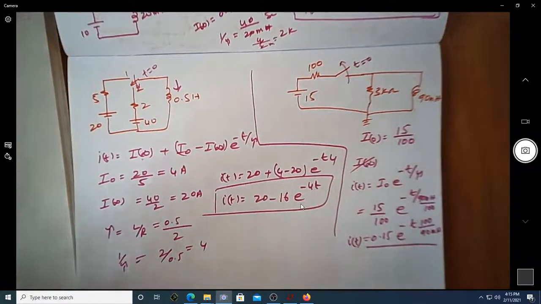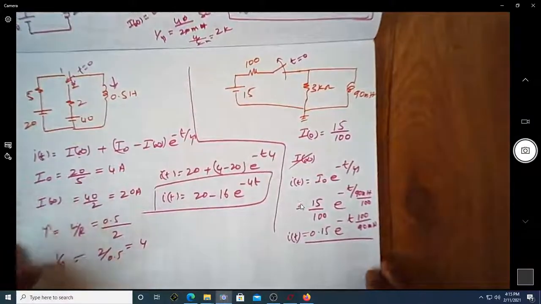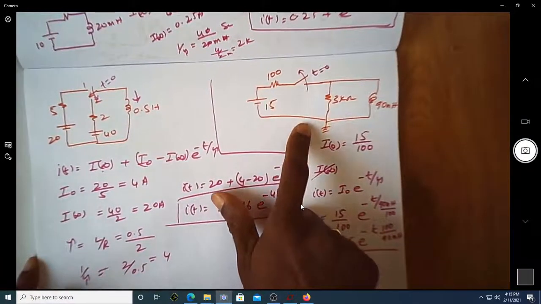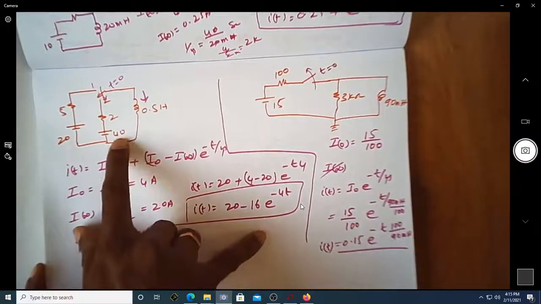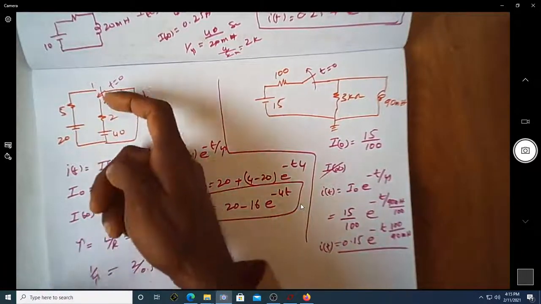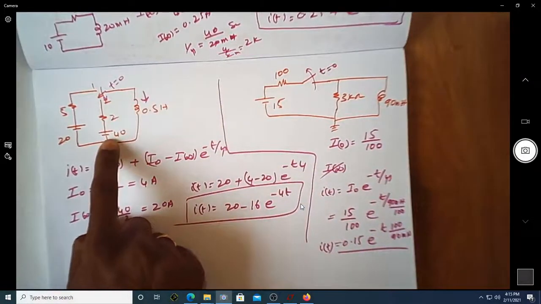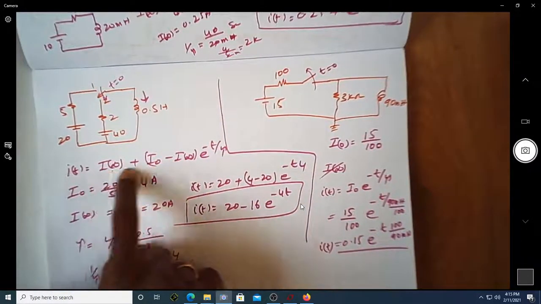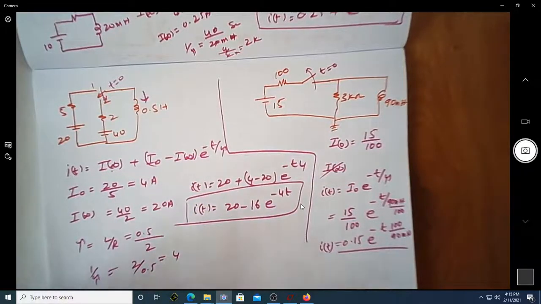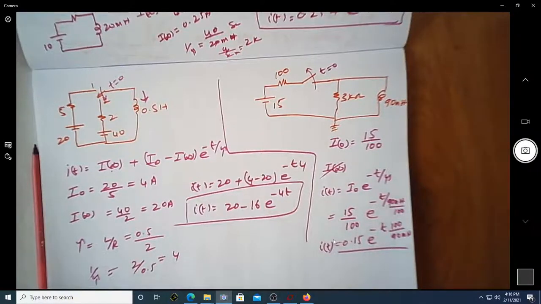This way we can easily find the expression for I of t in case of a source free network and in case of a network with some source. It is like a step input. When you connect this to 2, you have a step input of magnitude 40, and that is why we use this particular equation. This way we can comfortably solve different problems on RL networks. It is simply a matter of finding the values of I infinity and I naught by looking at the circuit diagram, treating the inductor as a short circuit, depending on the switch position, and then estimating the value of I of t.